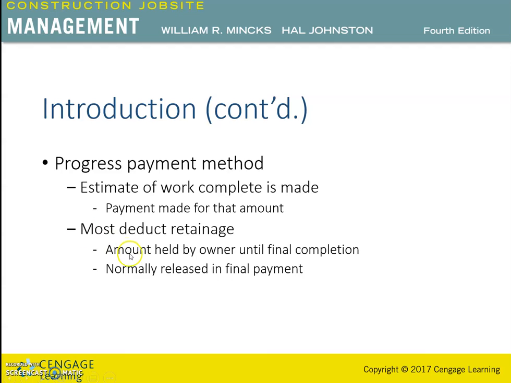So this amount is expressed in the contract documents and is established in the agreement between the owner and the contractor. So some contracts do not retain funds, as the contractor's performance and payment bond is intended for same purpose as retainage. So when retainage is held, it is normally released in the final payment when the contract requirements are completed.